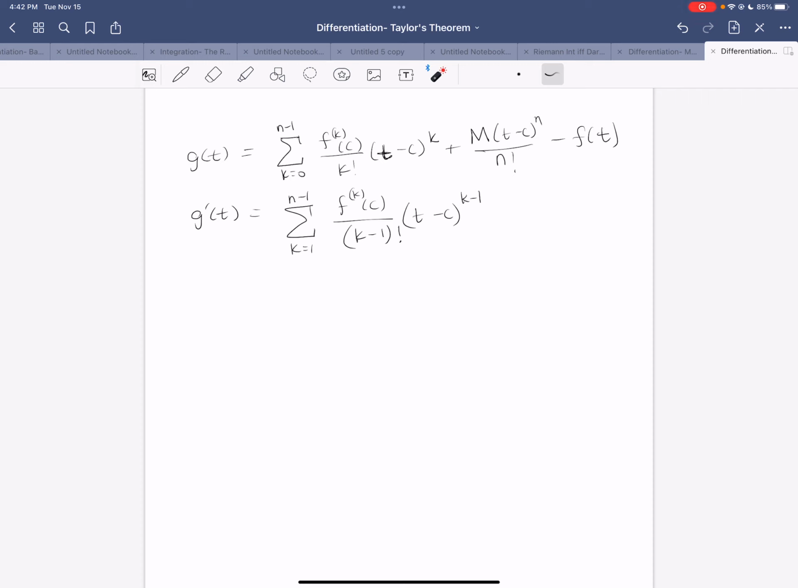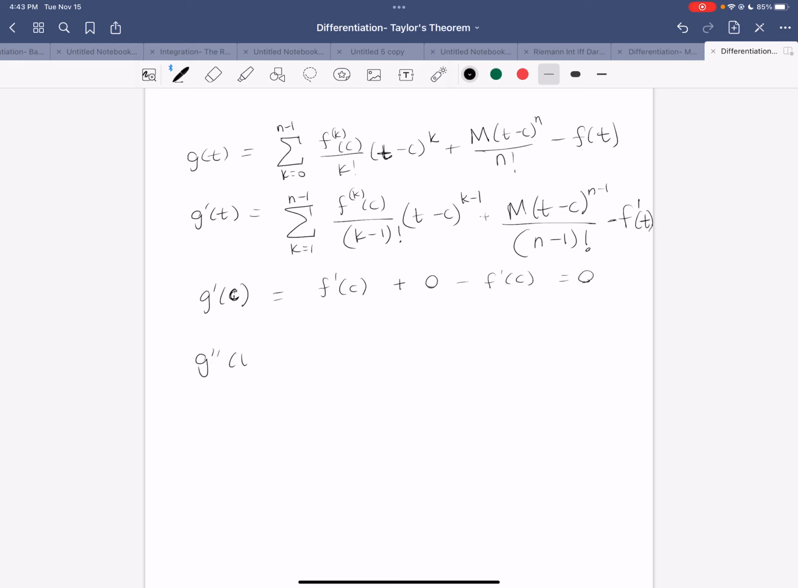Okay, and when I take the derivative here with respect to t, I'll get plus m times t minus c to the n minus 1 over n minus 1 factorial. Okay, and then minus f prime of t. So what is g prime of c? Well, if I plug in c here, these terms will be 0 except for when k equals 1. So I'll get f prime of c plus, if I plug in a c in the second term, that will be equal to 0. So all of that's going to be 0. And then I'll just have minus f prime of c, which will be equal to 0.